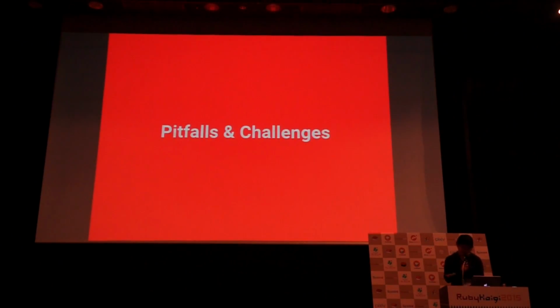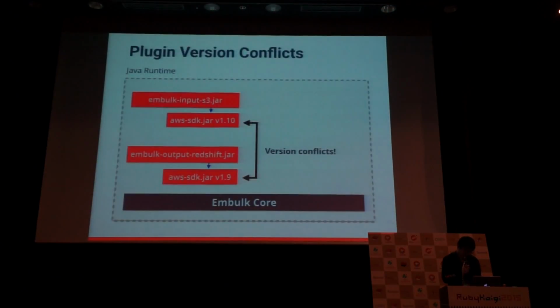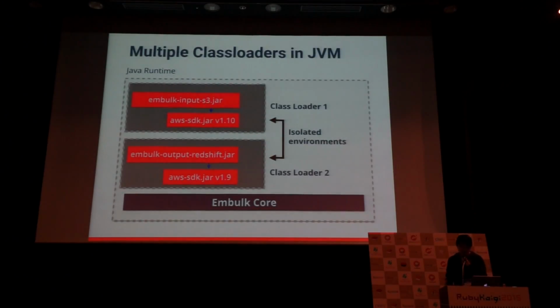So finally, I will explain some challenges. One big challenge is conflicts of libraries in plugins. So I want to load two plugins. One is an S3 plugin and one is a Redshift plugin. Both of them depend on AWS SDK, but they depend on different versions. This can happen because they have different committers, different developers. So for this, I use this hack. For each plugin, Embulk creates a new class loader. Class loader has an isolated environment, so it is possible to load two different versions.